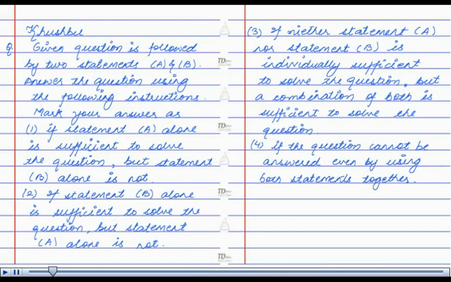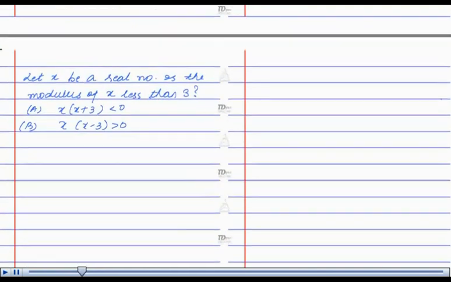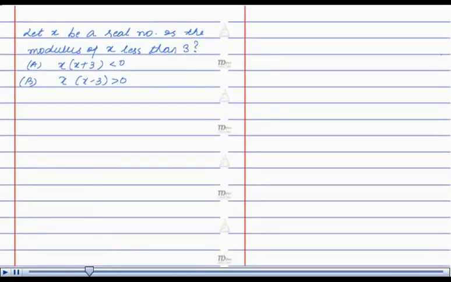Answer the question using the following instructions. A set of 4 instructions has been given, which is followed by the question: let x be a real number. Is the modulus of x less than 3? Statement A is x into x plus 3 is less than 0, and statement B is x into x minus 3 is greater than 0.